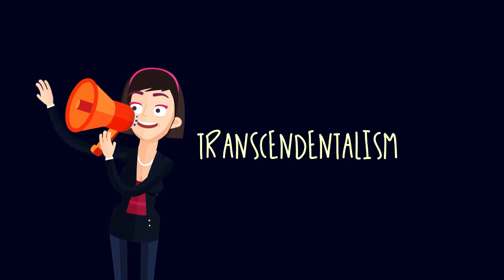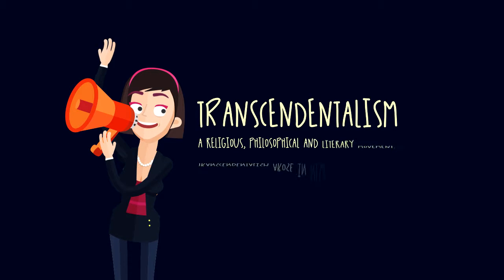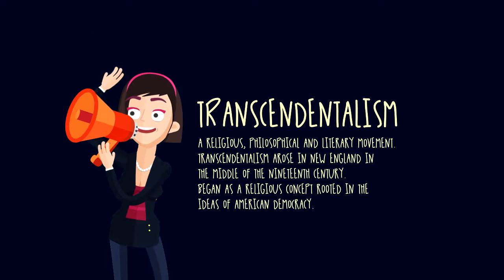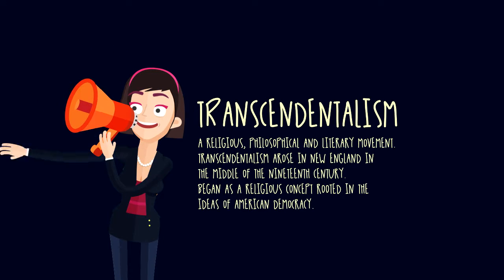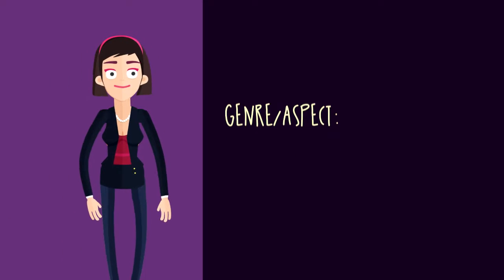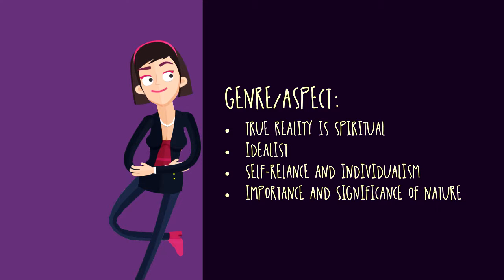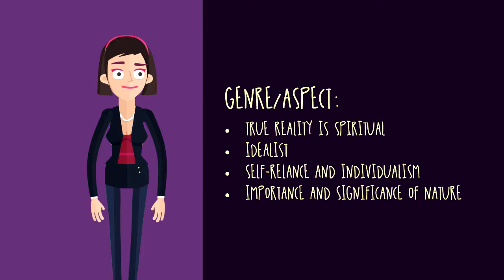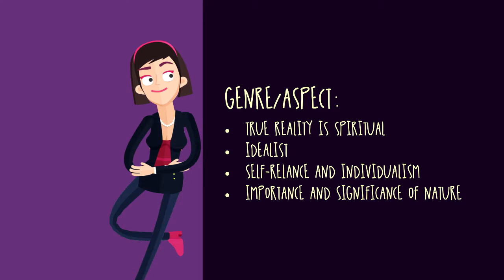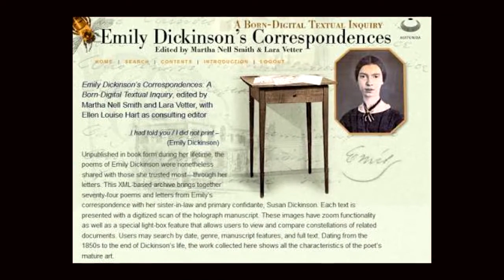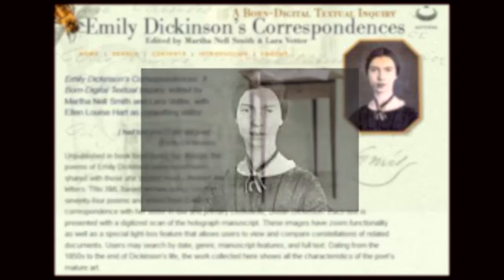What is Transcendentalism? Transcendentalism is a religious, philosophical, and literary movement. Transcendentalism rose in New England in the middle of the 19th century. It is a religious concept rooted in the ideas of American democracy. The characteristics of Transcendentalism, genre or aspect, are spiritual, idealist, self-reliance and individualism, and the importance and significance of nature. Historical context: today in literature we still read of people seeking the true beauty in life and in nature. In literature we also still see a belief in true love and contentment.